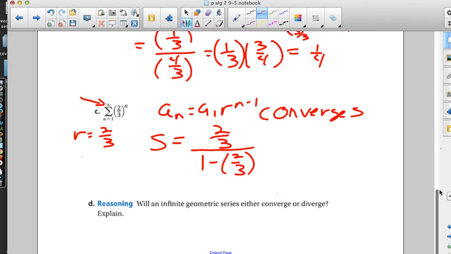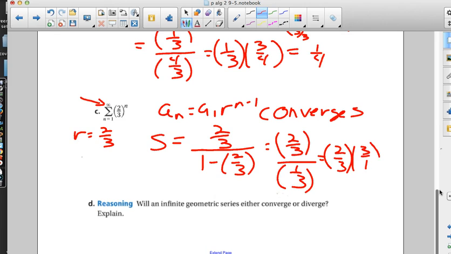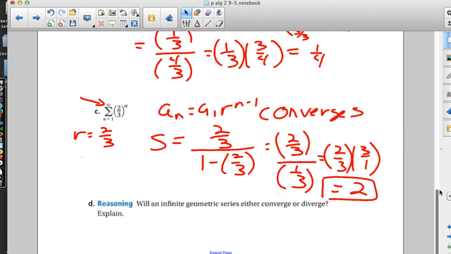We already know r is 2/3. So this is 2/3 divided by 1 minus 2/3, 1/3. So 2/3 times the reciprocal, 3/1. 3's would cancel, and we get a 2. Or punch it in your calculator. Make sure you're using parentheses up here and parentheses down here, but you can absolutely punch that in and get a 2. You'll get exactly that same answer.